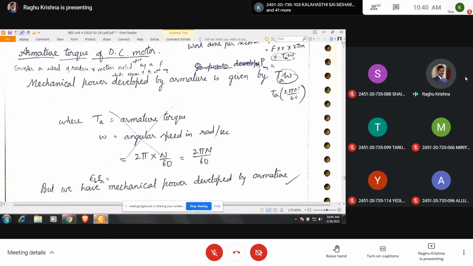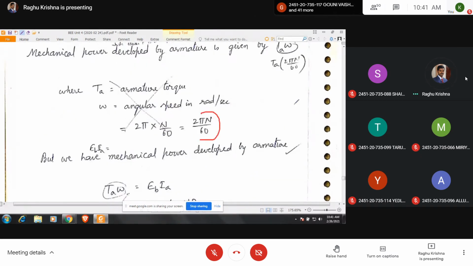So torque into omega. Here omega can be written as 2 pi n or 2 pi capital N by 60. In both ways we can write. So omega can be written as 2 pi capital N by 60 or simply 2 pi into small n. Like this, on the right side top you can see 2 pi small n. 2 pi n is equal to omega. Or you can take 2 pi capital N by 60.